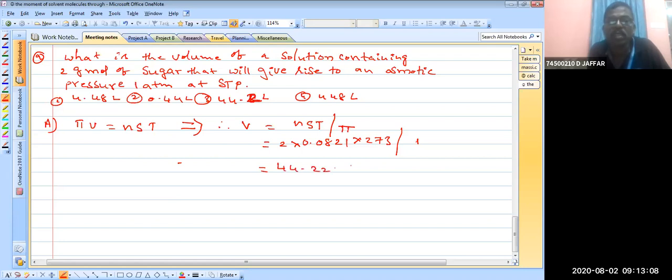So on solving this, we will get 44.226 liters, right? So our answer is the third option. Option 3 is the right answer. Next question.